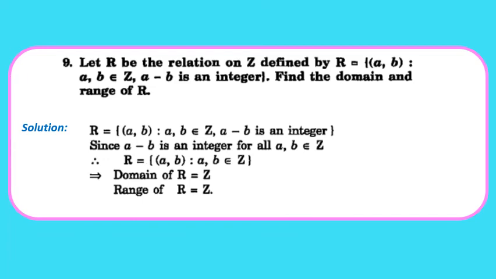Now since a minus b is an integer for all a, b belonging to Z, R will be equal to what? The ordered pairs (a, b) such that a, b belong to Z. If you take any number in place of a or b, you will get a minus b equal to an integer. Clear? So domain will be the set of first elements a, and a is what? An integer. So domain will be the set of all integers, which is Z, and range is the set of all b's, and b's are also what? Belonging to integers. So range will be the set of integers, which is equal to Z. Clear? So pause and note down the solution.